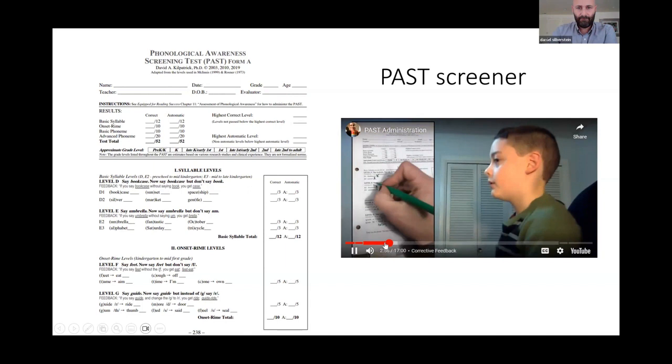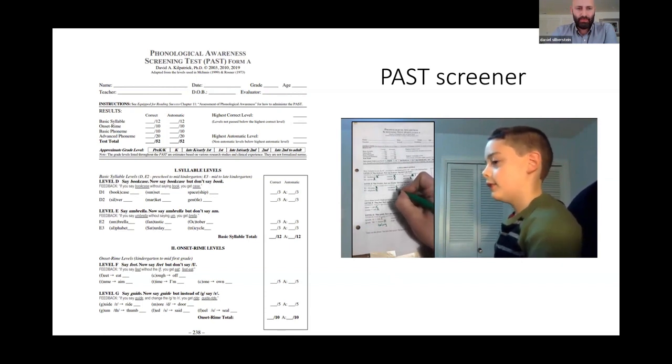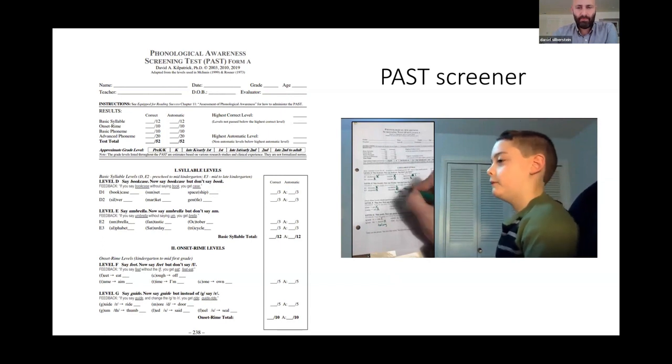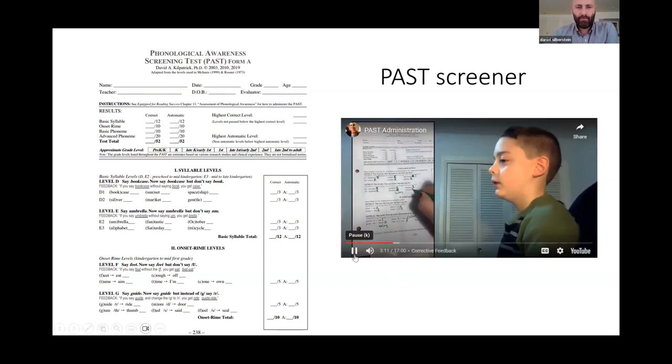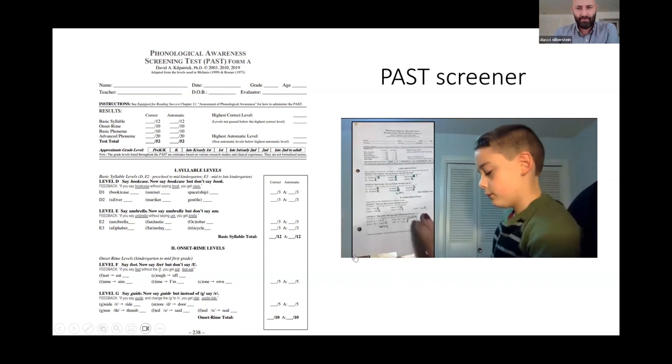Say Saturday. Saturday. Say Saturday, but don't say sat. Saturday. Say tricycle. Tricycle. Say tricycle, but don't say try. Cycle. Good. Okay, now he's going to move on to the onset rhyme level, which is where he'll take away the first sound of a word. These are going to get a little bit harder, okay?